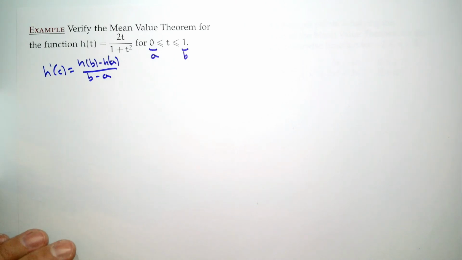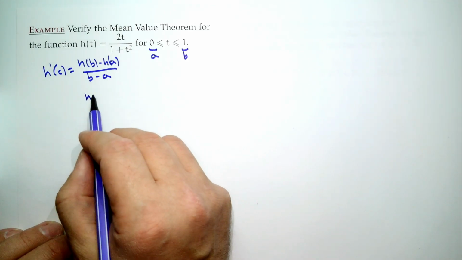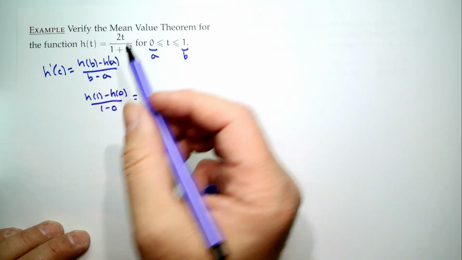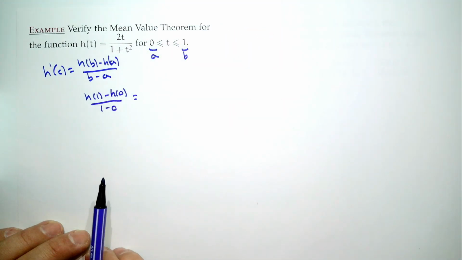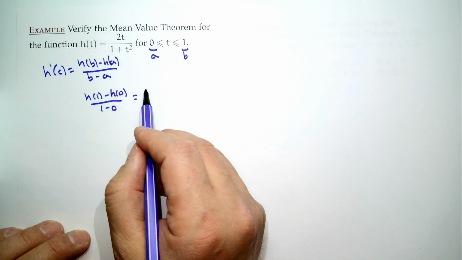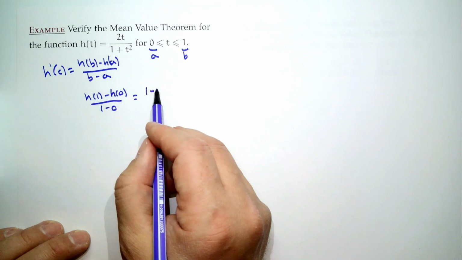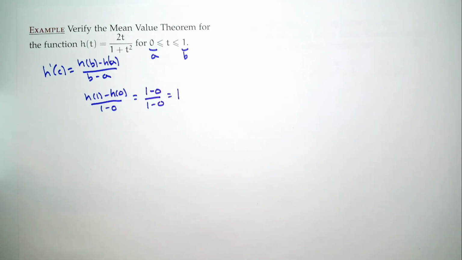So we begin by figuring out these values here. In particular, we want to look at h of 1 minus h of 0 over 1 minus 0. If we plug 1 into the function, what do we get? We'll get 2 over 2, which becomes 1. If we plug 0 in, what do we get? We'll get 0. And lo and behold, that simplifies to 1. So in order to verify the mean value theorem, one thing that we have to do is find any place where the derivative is equal to 1.